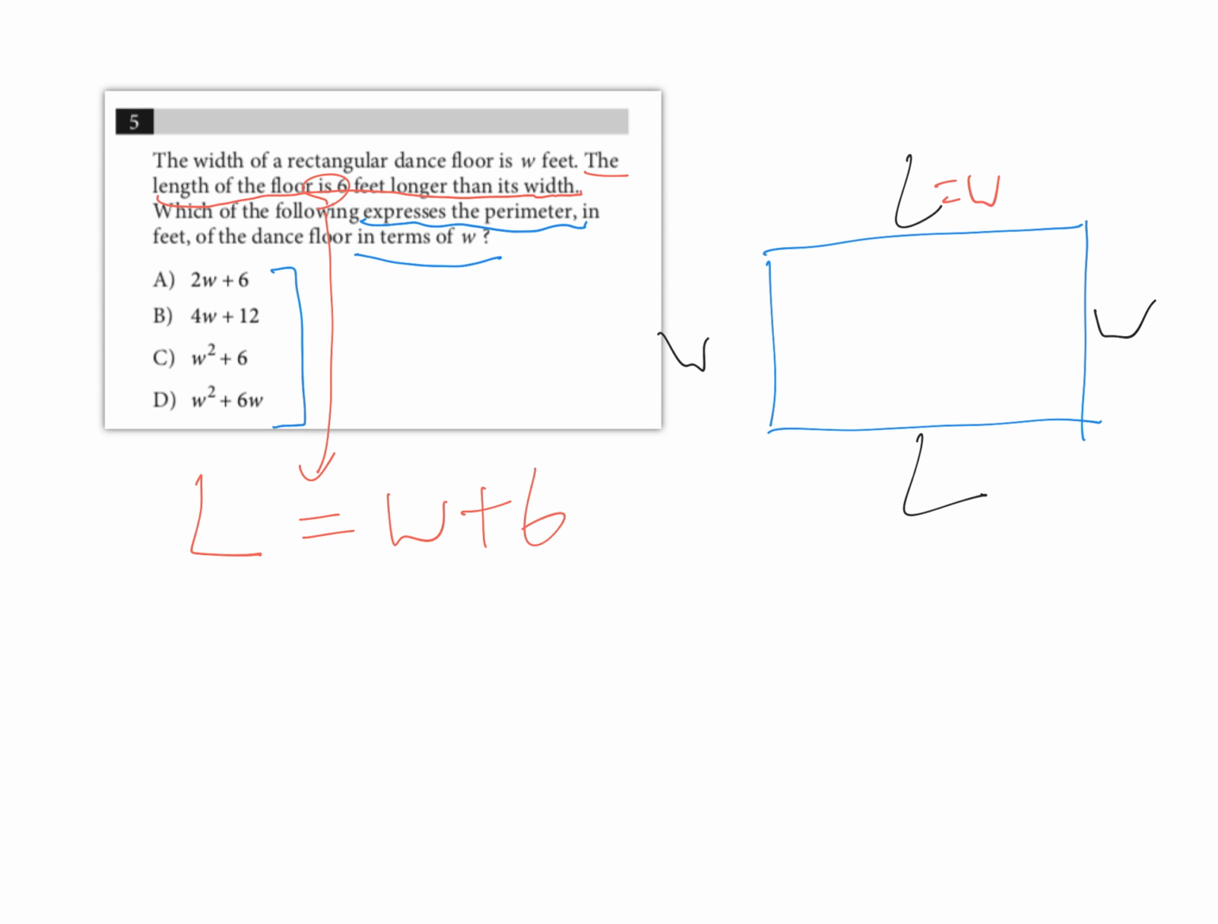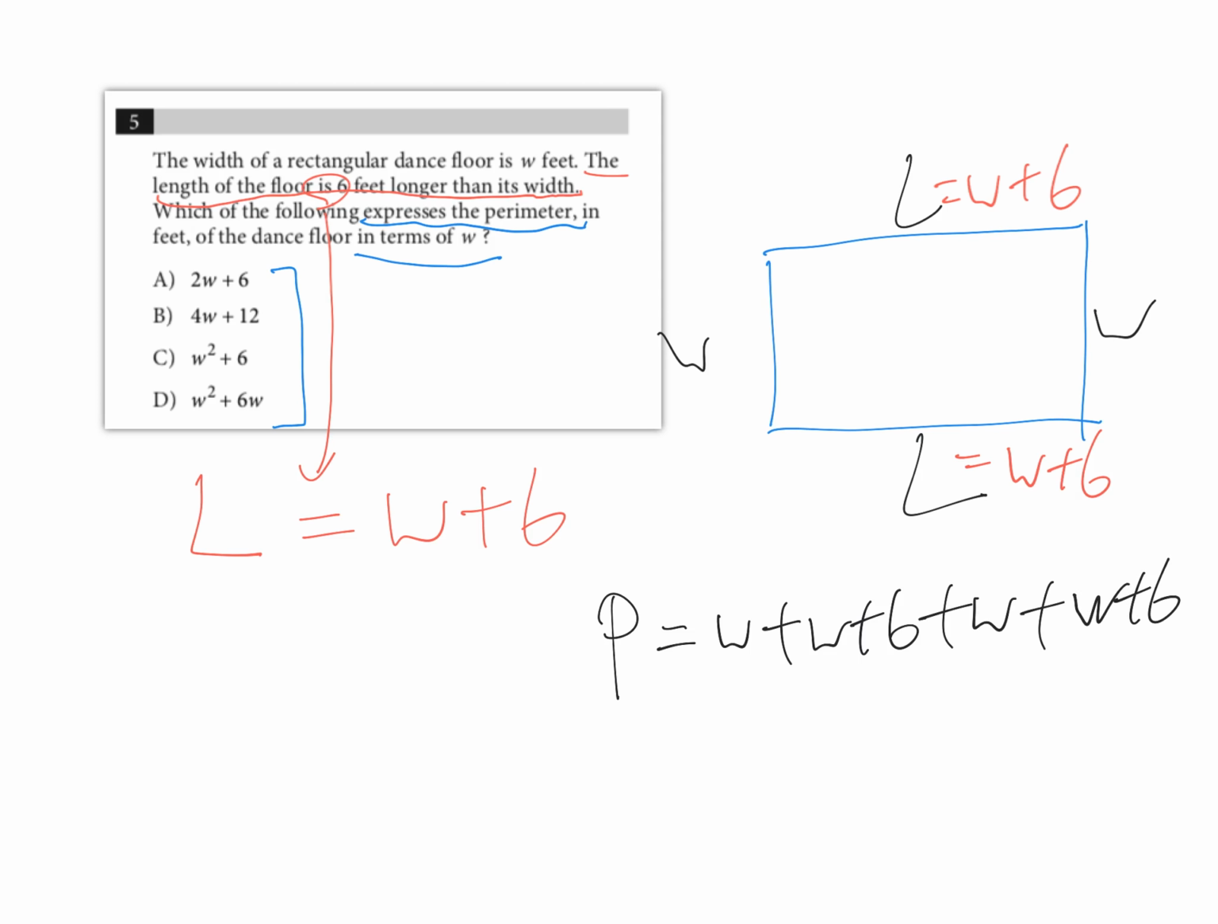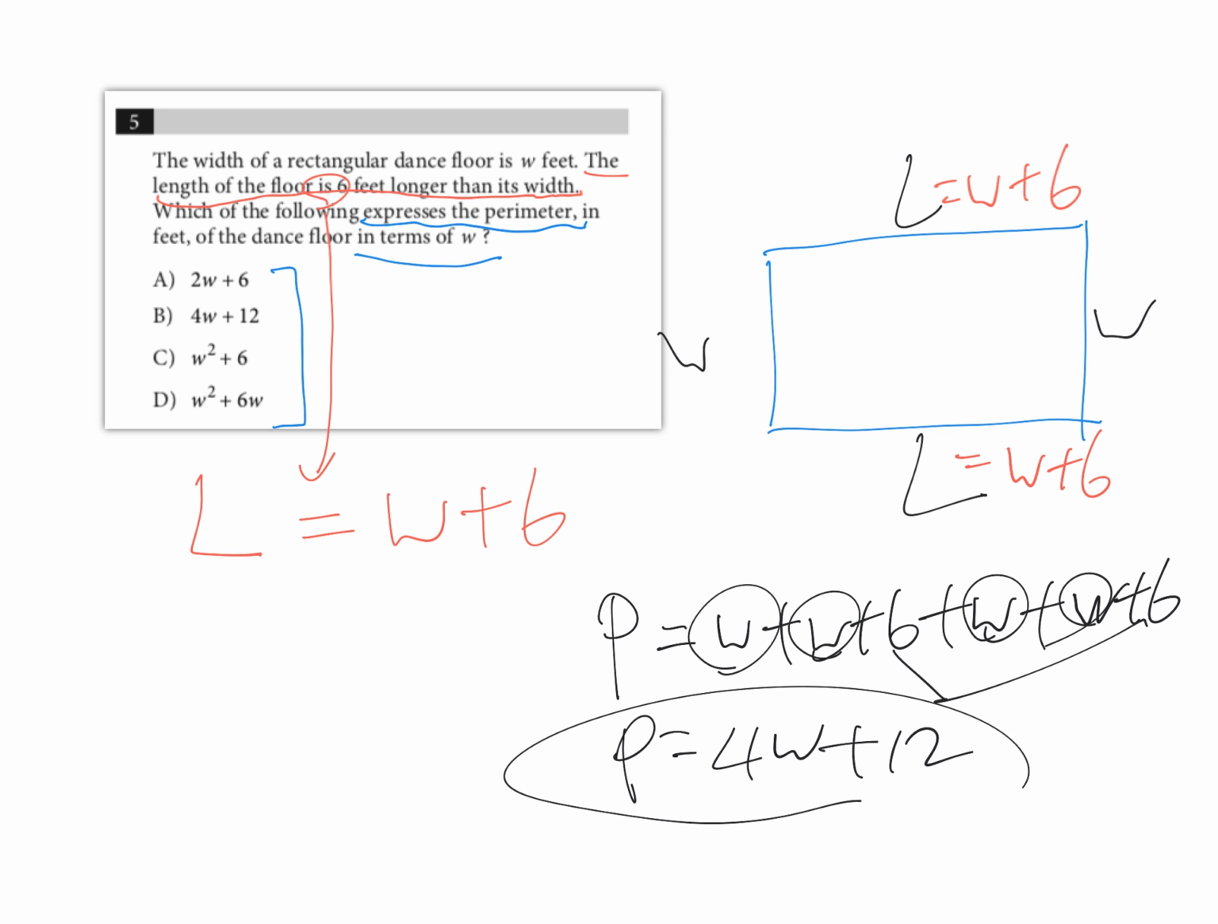So now I can go ahead and label that on my diagram. We have successfully replaced the length and wrote it in terms of width. And now what we can do is let's add all four sides together to get our perimeter. So we know that perimeter is equal to W plus 6 plus W again plus W plus 6. Combine like terms, 1W, 2W, 3, and 4. So perimeter is equal to 4W and then plus 12. So the correct answer choice is B.